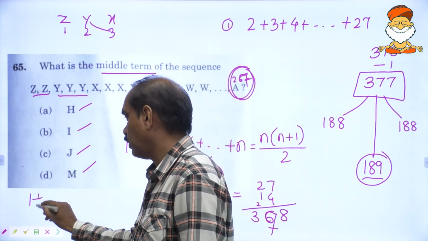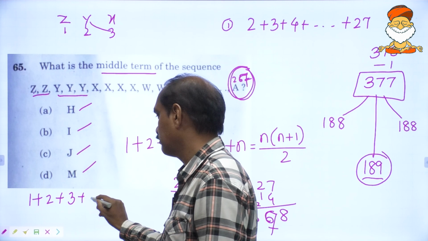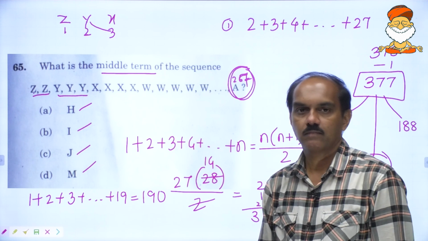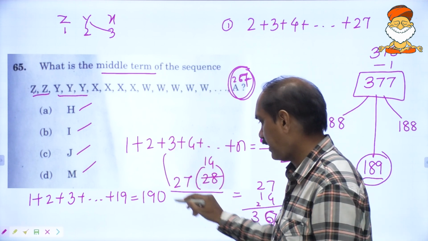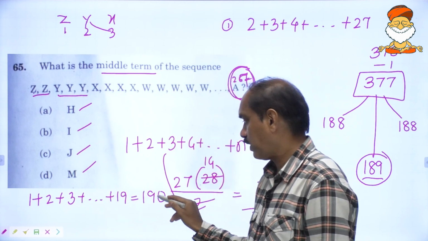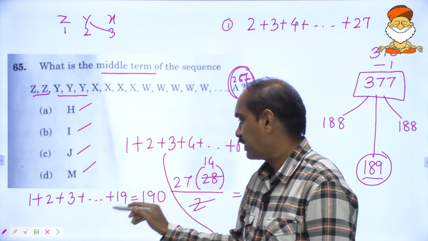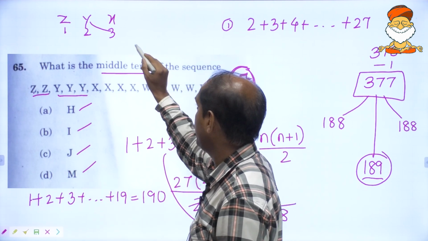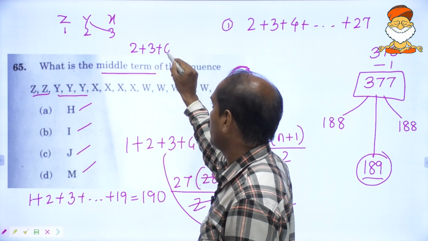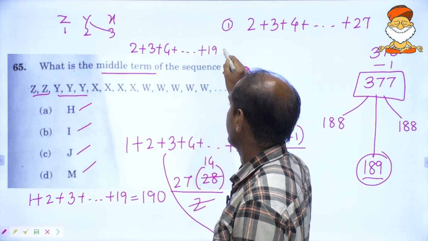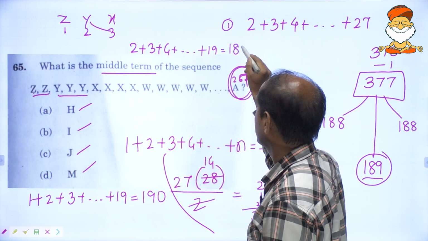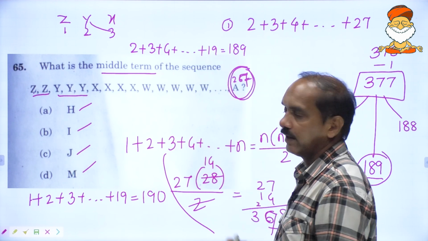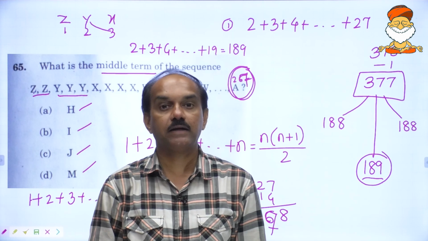1, 2, 3, 4 up to 19, we will get 190. This thing you will have to buy it in the beginning itself. Up to 19, 190, easy to remember also. So if you shift this 1 to this side, it will be 2, 3, 4 up to 19. It is 189. So 19th is 189, and which is the 19th?